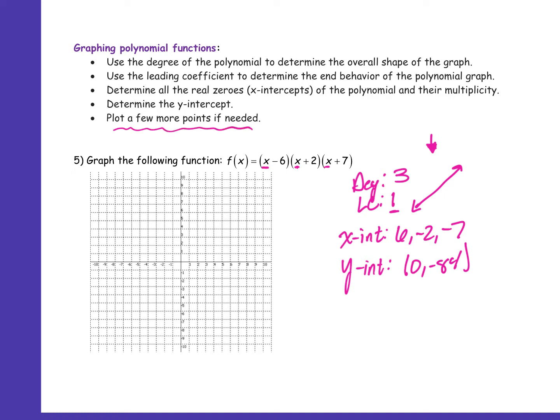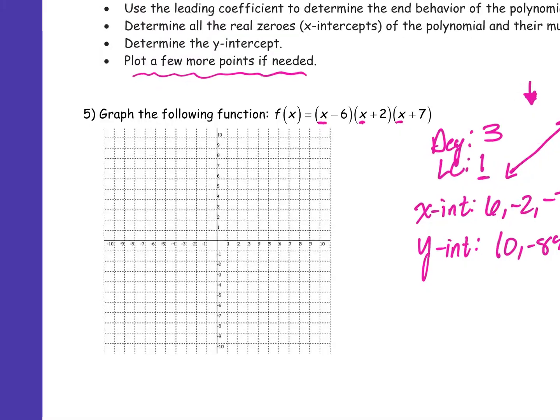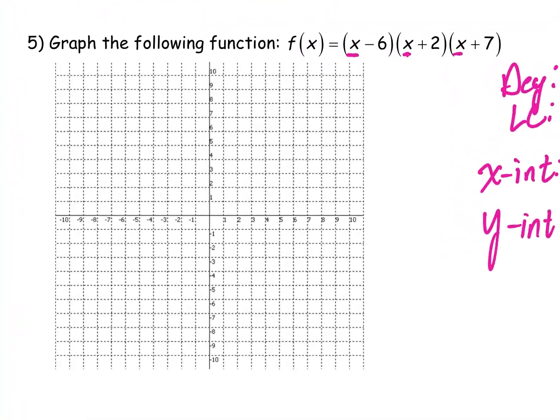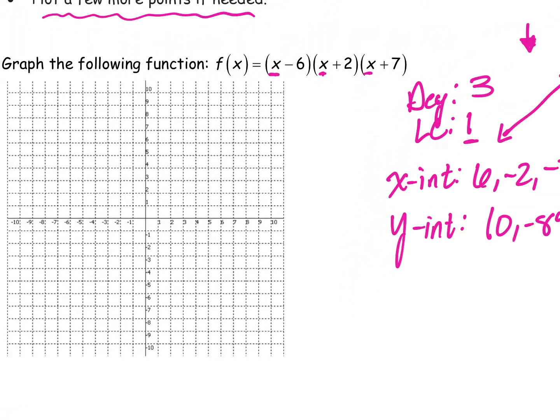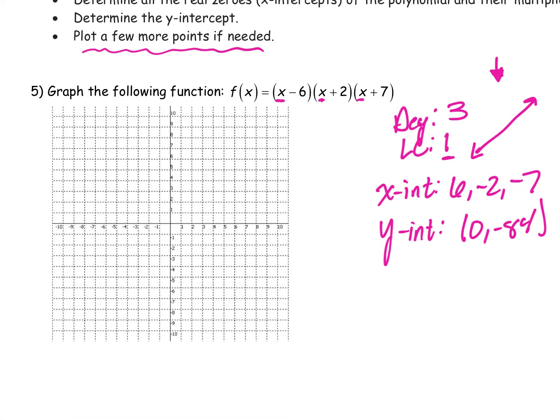Okay. So basically I'm going to draw my x and y intercepts on my graph. So I've got one at 6. I'm going to make this a little bigger, sorry, so I can see it and the people in class can see it. So let's see, 6, -2, and -7. Okay, and then my y-intercept, as you notice, it's not going to fit on this graph, right? So I'm just going to put it down here. This is going to be my y-intercept.